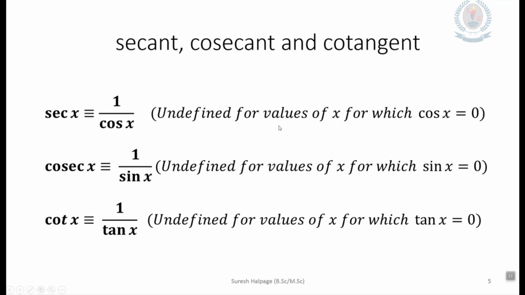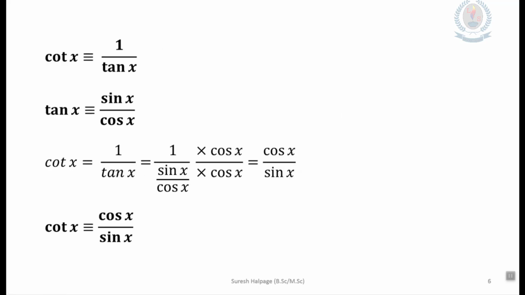So sec x is undefined for values of x for which cos x equals 0. So if cos x equals 0, 1 divided by 0 is undefined. Cot x is identical to 1 divided by tan x.